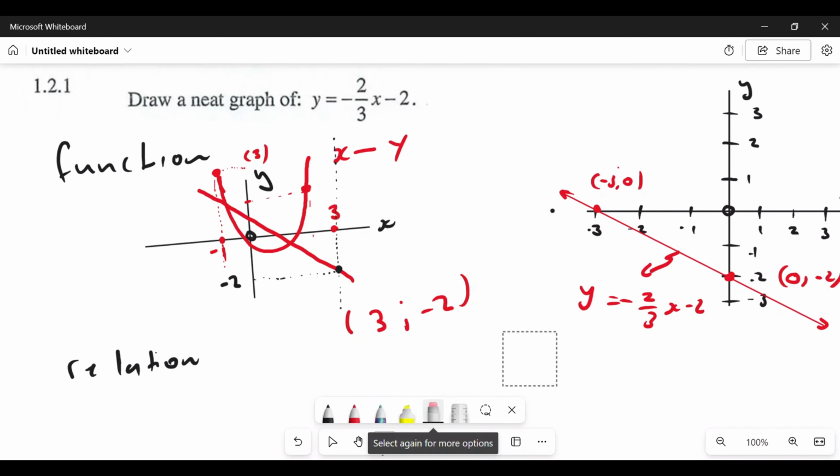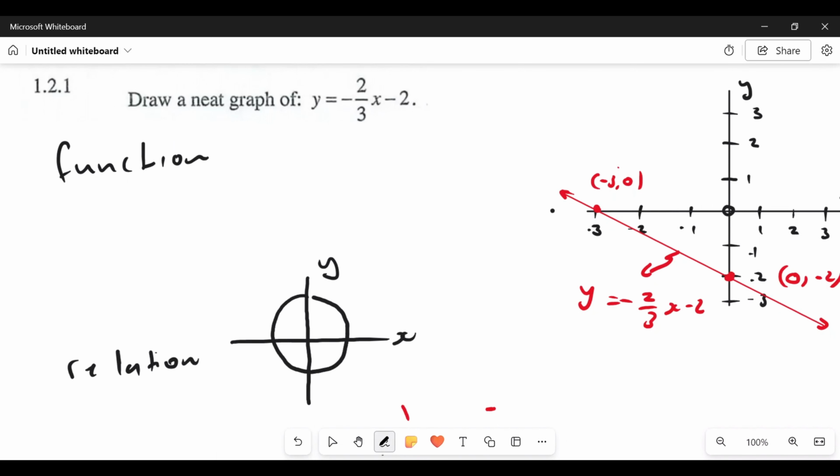Now, when it's a relation, let me just show you another trick. This is the simplest trick. When you have a graph that cuts y twice, it's a relation. For example, if you have a graph like this one here, which is a circle, it cuts y how many times? It cuts y 2 times.